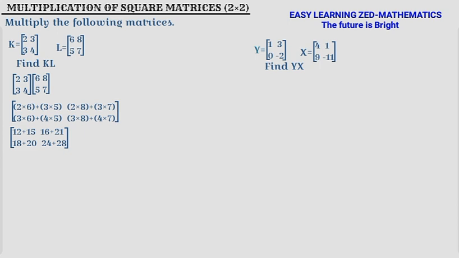Once I've done that, the next thing I'm going to do is find the sum of these numbers. So let me open bracket first. Then I say 12 plus 15 will give us 27. 16 plus 21 will give us 37. 18 plus 20 will give us 38. Then 24 plus 28 will give us 52. And then I'm going to close bracket, and that is our final matrix.